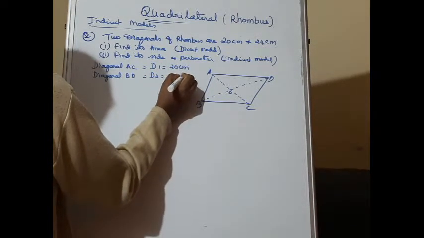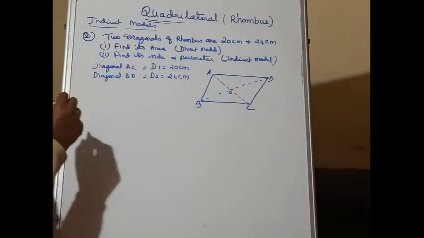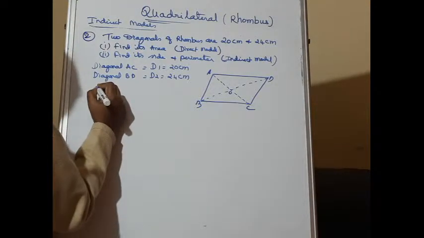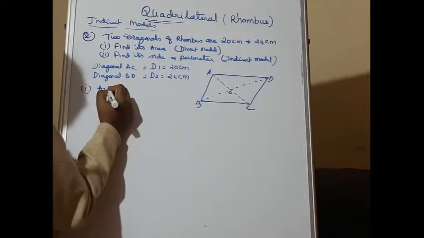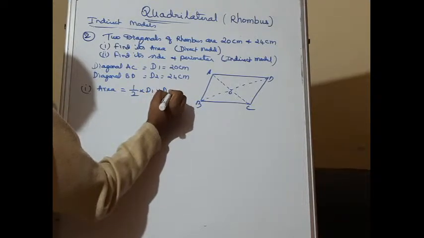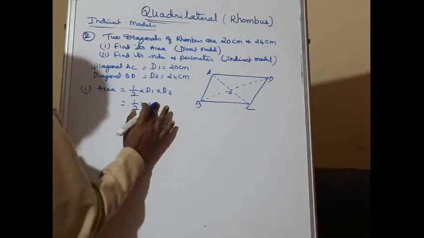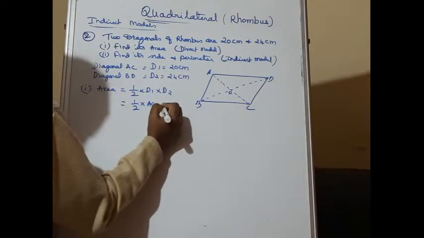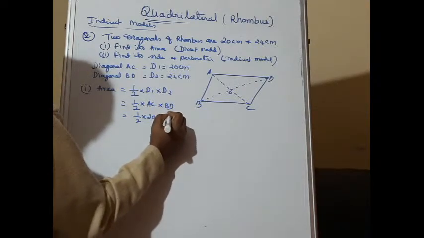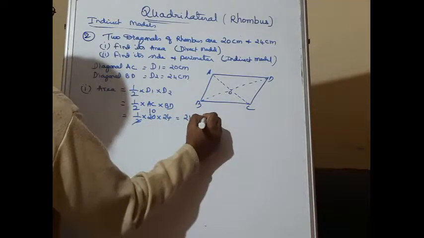Now you write area equal to. The first one is a direct model, very easy. Area is equal to half into diagonal 1 into diagonal 2. Area equal to half into D1 into D2. Again write half into AC into BD, capital AC and capital BD. They are called diagonals. Half into 20 into 24. Half of 20 is 10, so 10 times 24 equal to 240.